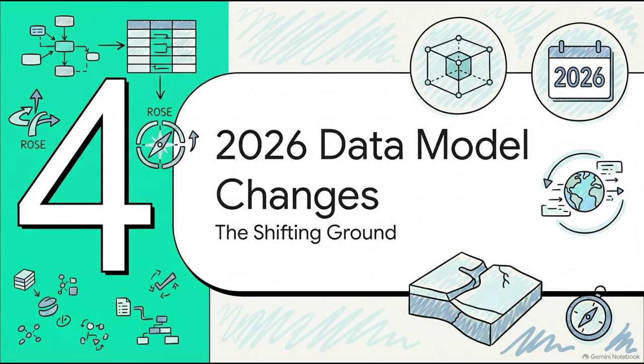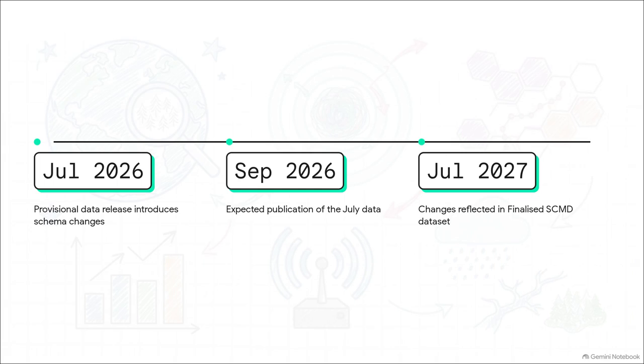All right, final section, navigating 2026 data model changes, the shifting ground. So here is the timeline of the tectonic shifts heading our way. Honestly, it's the kind of thing that gives database administrators nightmares. We're going to see significant schema changes introduced starting with the July 2026 provisional data release. Now remember that 2-month retrospective delay we talked about? Because of that, these changes are actually going to hit the live data around September 2026. For the finalized SCMD dataset, you won't see these changes reflected until the July 2027 update, which covers the April 2026 to March 2027 period.